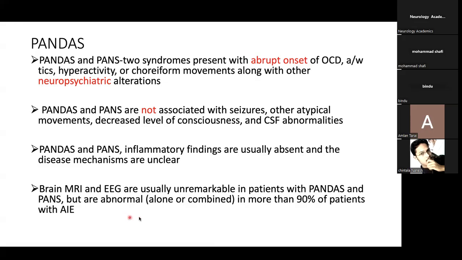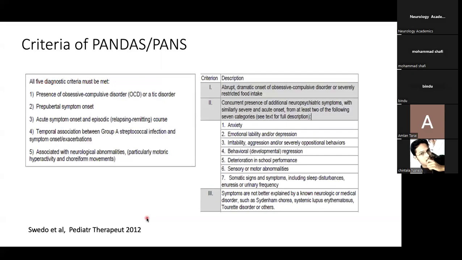Brain MRI and EEG are usually unremarkable in patients with PANDAS and PANS, but are abnormal, alone or combined, in more than 90% of patients with autoimmune encephalitis. For PANDAS, all 5 diagnostic criteria must be met: presence of OCD or a tic disorder, prepubertal symptom onset with age of onset 3 to 12 years, acute symptom onset and an episodic relapsing-remitting course, temporal association between group A streptococcal infection and symptoms, and association with neurological abnormality, particularly hyperactivity and choreiform movement disorder.